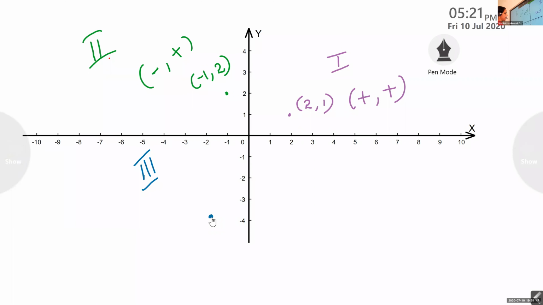Can you tell what is the coordinates of this point? This is A and B and C. What is the coordinate of this point? -2 and -4. No, -4, -2. Listen, children. Whenever you are telling the point, you should tell first about the X.